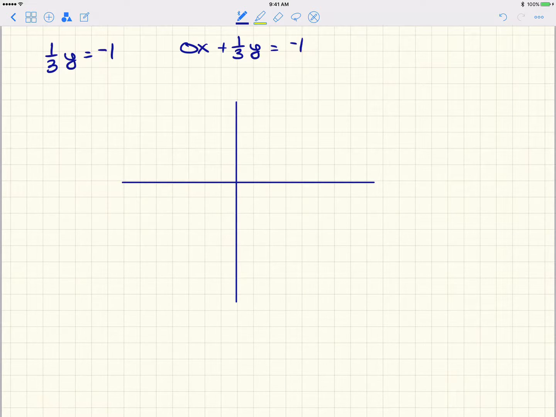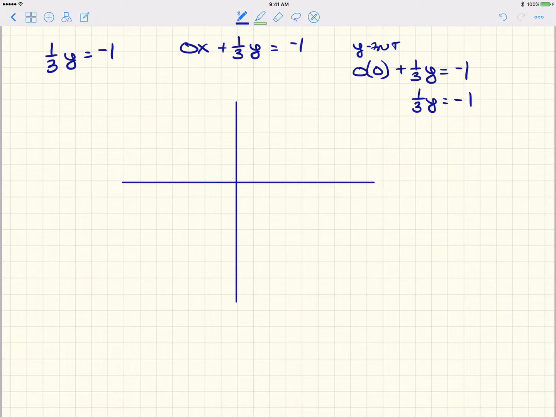So we're going to set x equal to 0. So the y-intercept, we're going to set x equal to 0. So 0 times 0 plus 1/3 y equals -1. 0 times 0 is 0. I have 1/3 y equals -1.